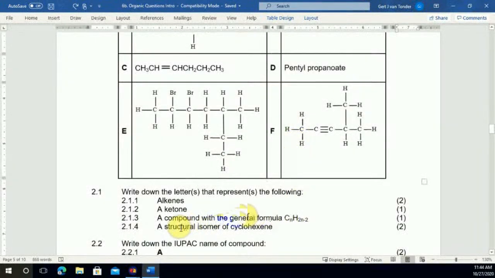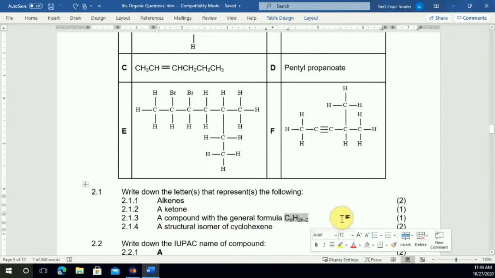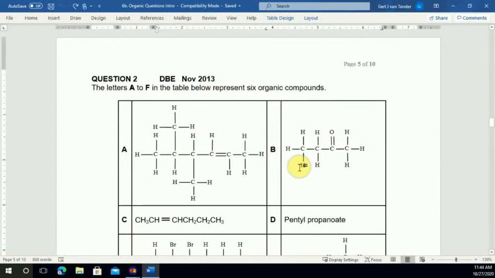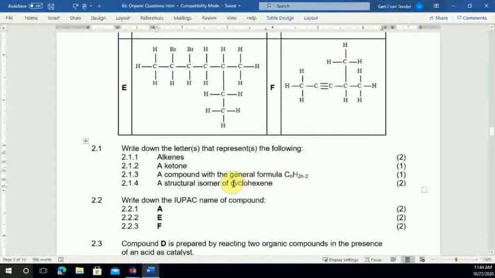The next question, a compound with the general formula CnH2n minus 2. We saw that yesterday. CnH2n minus 2 is an alkyne, and an alkyne has a triple bond. We look for a triple bond between adjacent carbons, and we see that F has a triple bond between adjacent carbons. This question comes from 2013, and in 2013 we did cyclic compounds. Cyclic compounds are no longer in the CAPS syllabus, so we don't have to worry about 2.1.4.